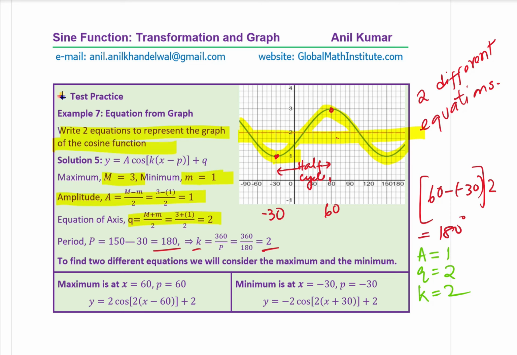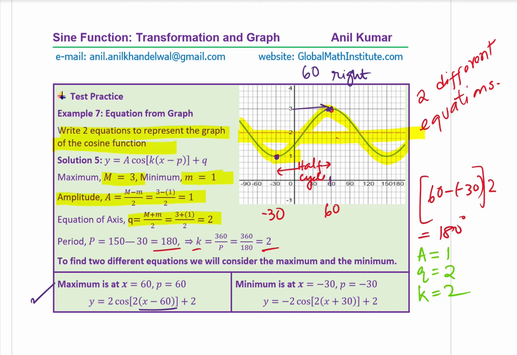To find the phase shift, we can consider either the minimum point or the maximum point. If you consider the maximum point, the graph has been translated 60 units right, correct? So it is 60 right. So that gives you the equation y equals 2 cos 2 times x minus 60 plus 2. That means the cos x function has moved 60 units to the right.